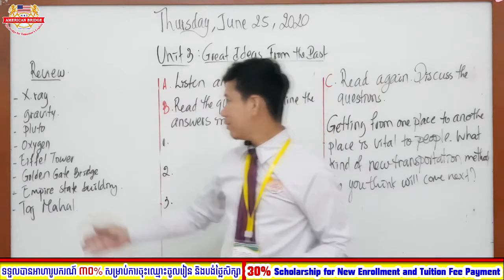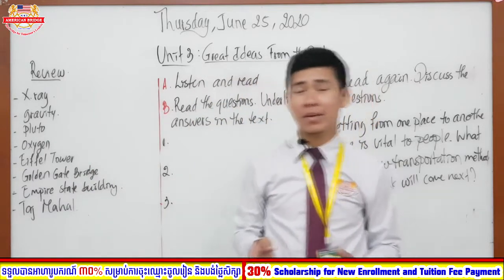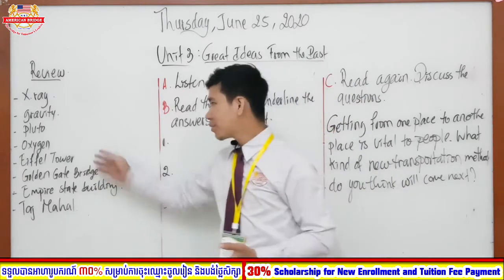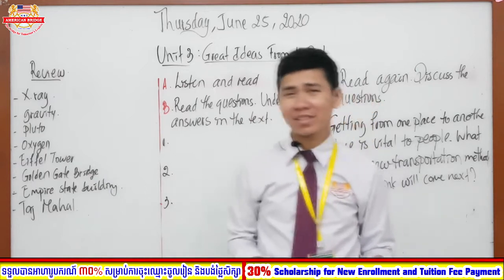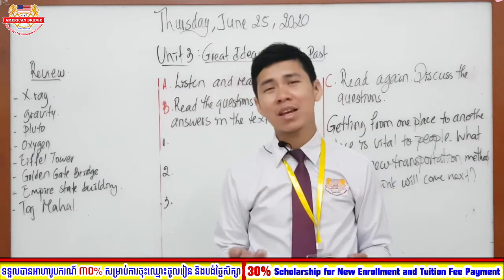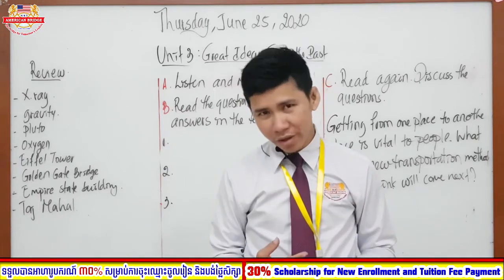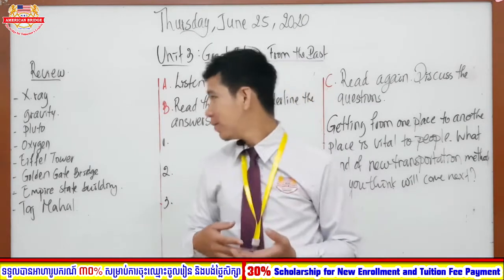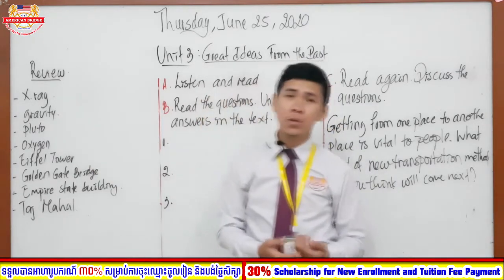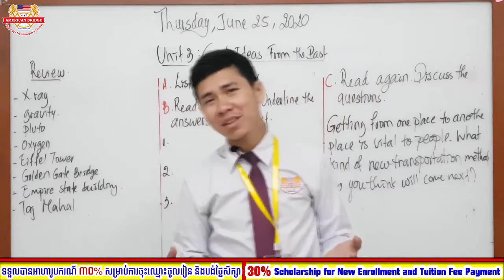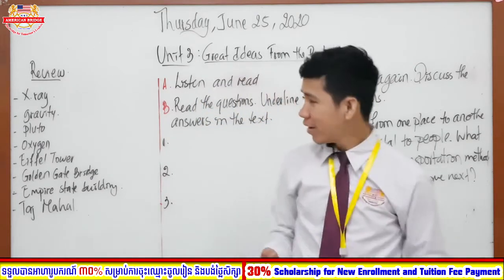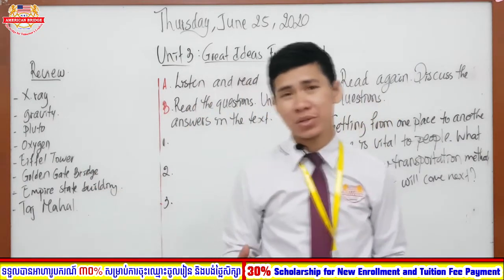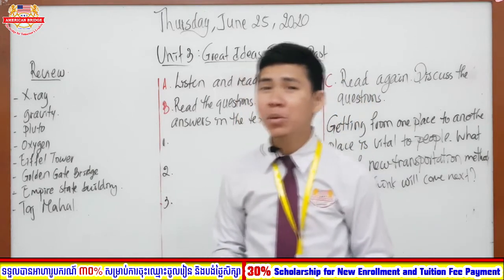Okay, and Pluto. Pluto is a kind of planet, right? The second largest planet in our planet. All right, oxygen. Oxygen is the colorless air. Sometimes oxygen can help people to breathe when they have a serious accident or a serious problem with breathing. Right. Eiffel Tower. The Eiffel Tower is a famous building in Paris, right? Okay, Golden Gate Bridge. The Golden Gate Bridge is a bridge built in San Francisco, France.